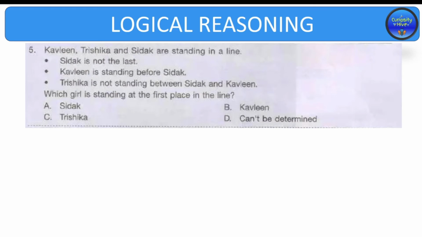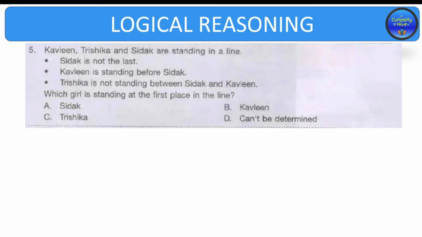Next question. Kavleen, Trishika and Siddhak are standing in a line. Siddhak is not the last. Kavleen is standing before Siddhak and Trishika is not standing between Siddhak and Kavleen. Which girl is standing at the first place in the line? Tell me the answer.